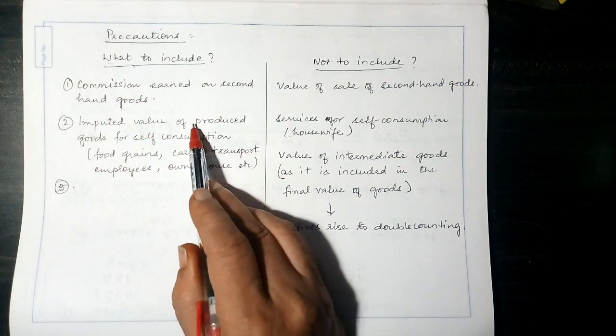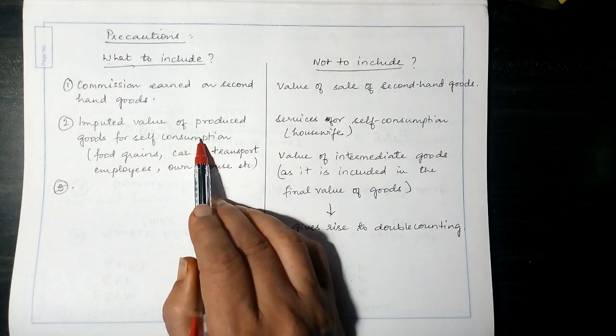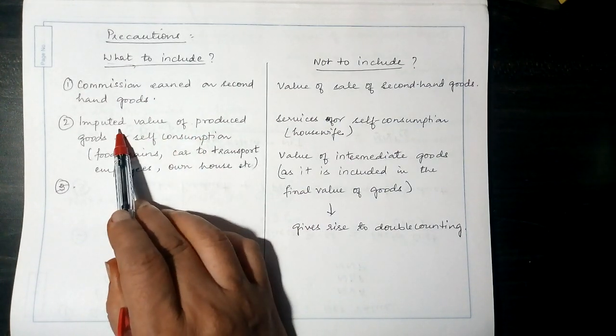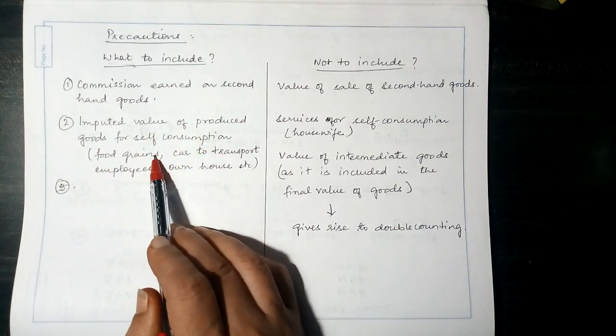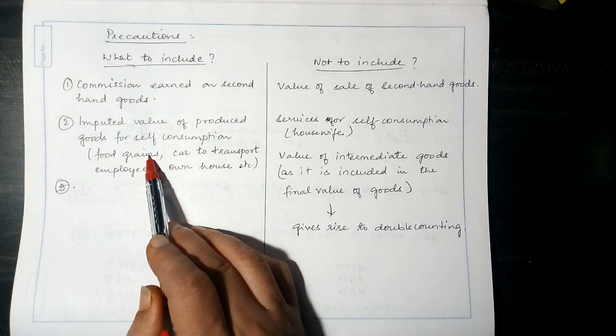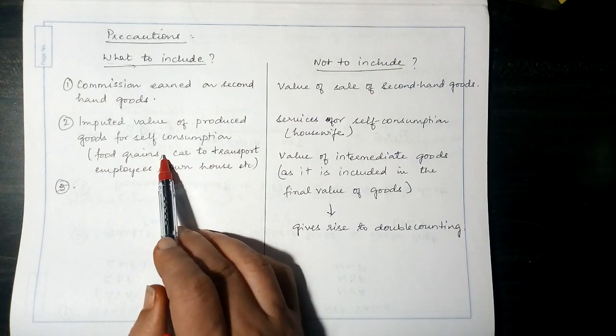The imputed value of produced goods for self-consumption needs to be added. What is the imputed value? If, for example, a farmer produces food grains and he consumes a part of the food grains, the production has taken place, and so the value needs to be added to the national income.